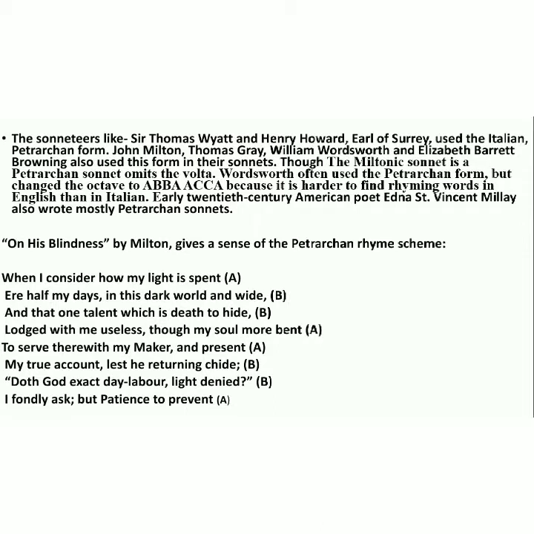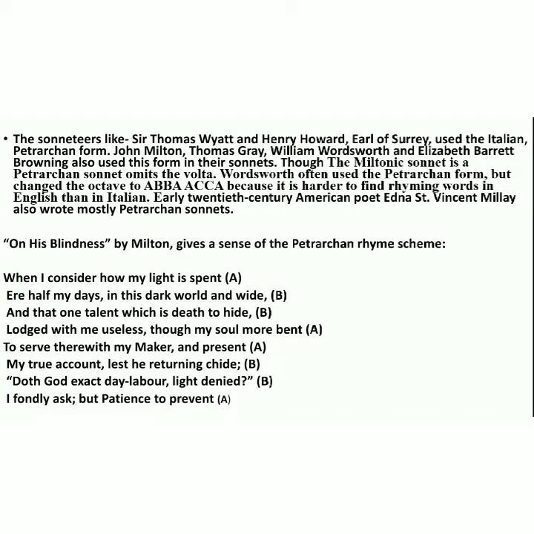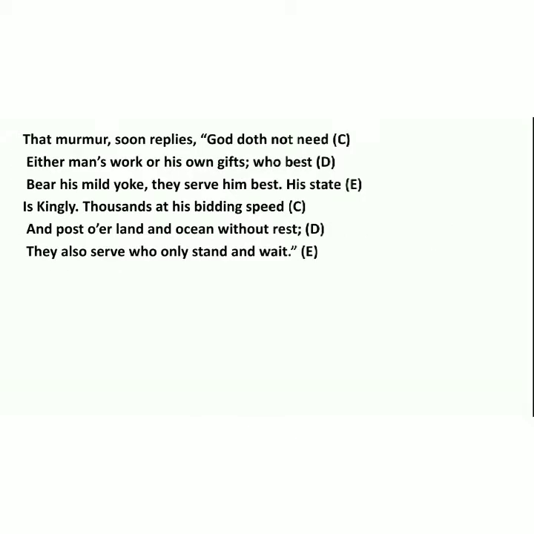Wordsworth often used the Petrarchan form but changed the octave to ABBA, ACCA because it is harder to find rhyming words in English than in Italian. Early 20th century American poet Edna St. Vincent Millay also wrote mostly Petrarchan sonnets. Milton's On His Blindness gives a sense of the Petrarchan rhyme scheme. See the following sonnet. The rhyme scheme is ABBA, ABBA, CDE, CDE. Hope you understand it.